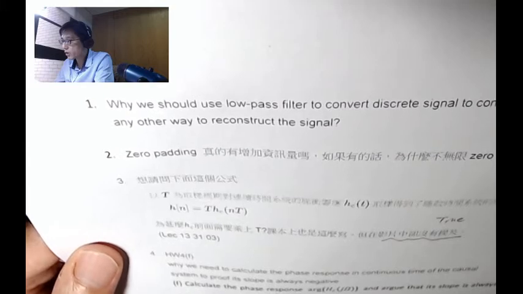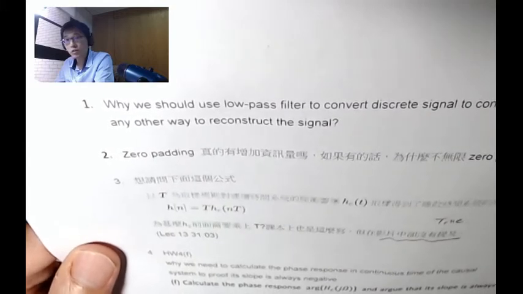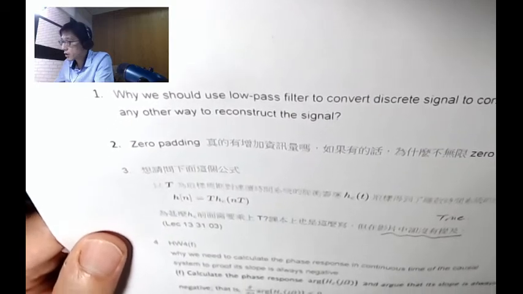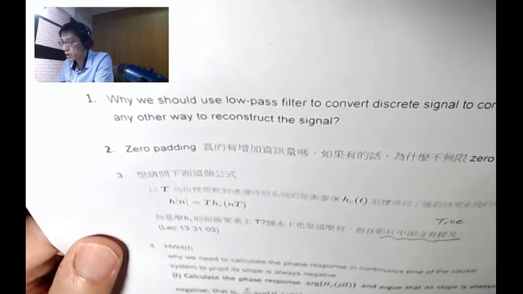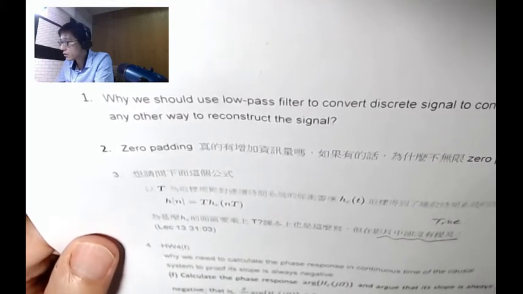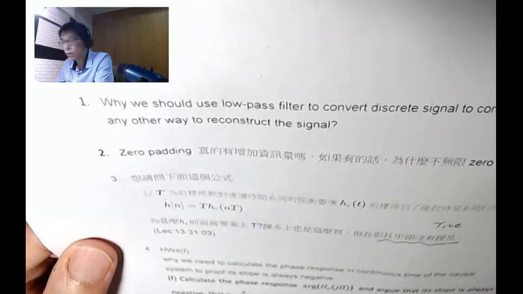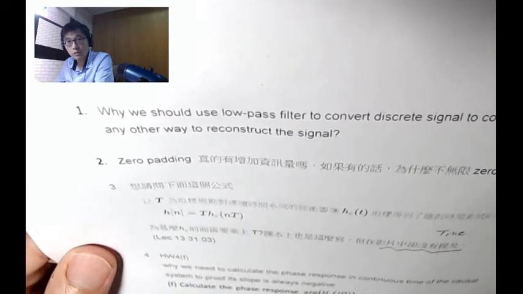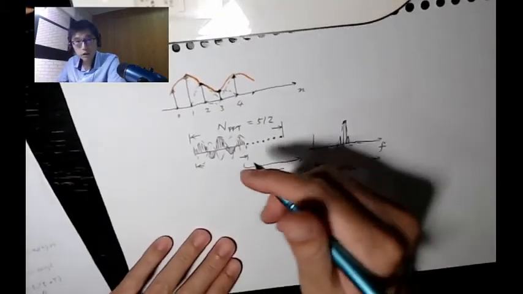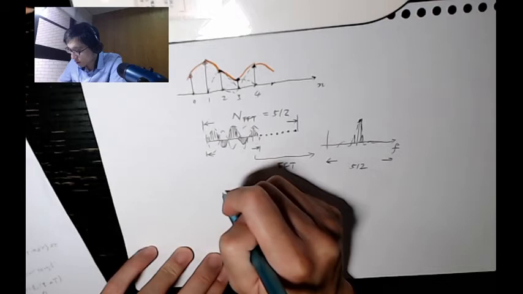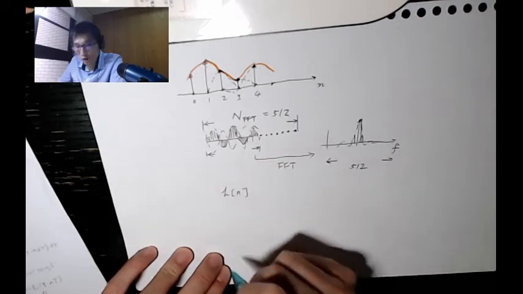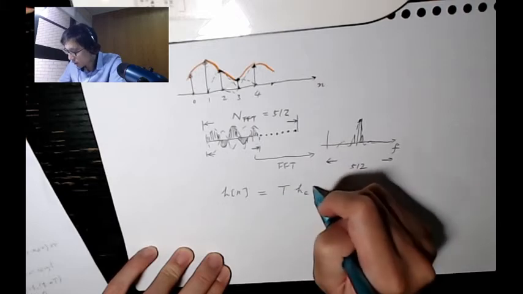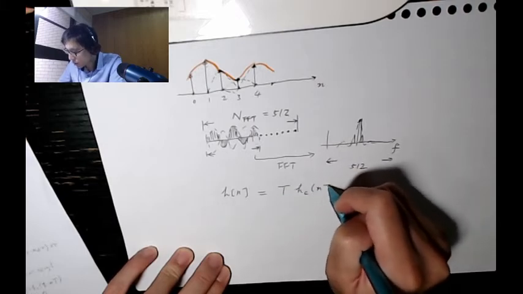So this is to say we are sampling an impulse response, a continuous time system's impulse response, which is denoted by h sub c of t. If we just sample it with a period of capital T, and obtain a discrete time impulse response denoted as h of n. So in the textbook, we have a formula: h of n is equal to T times the continuous time impulse response sampled at integer multiples of T.